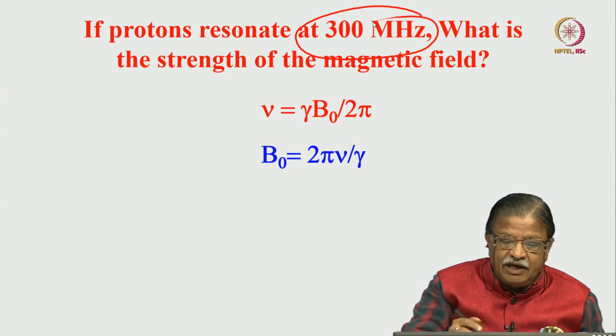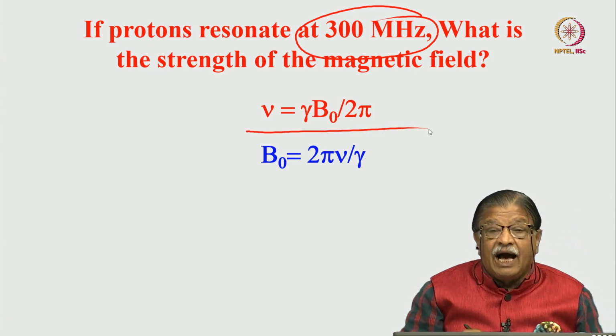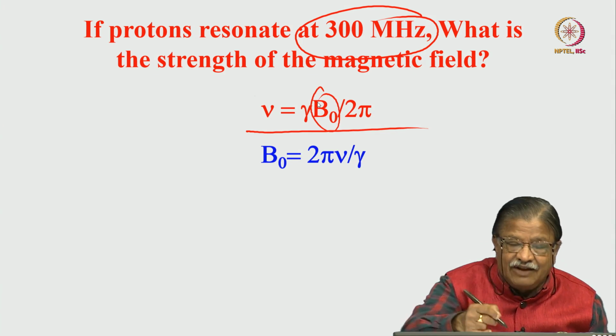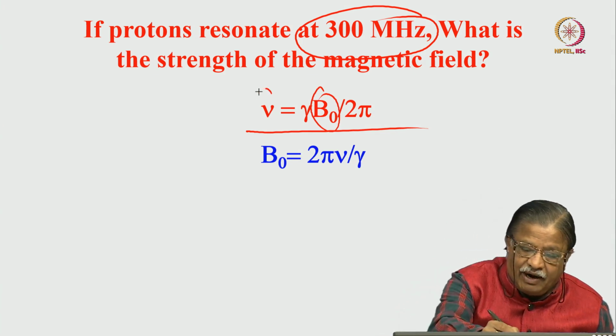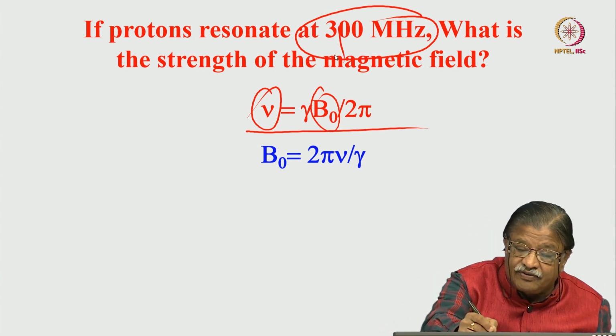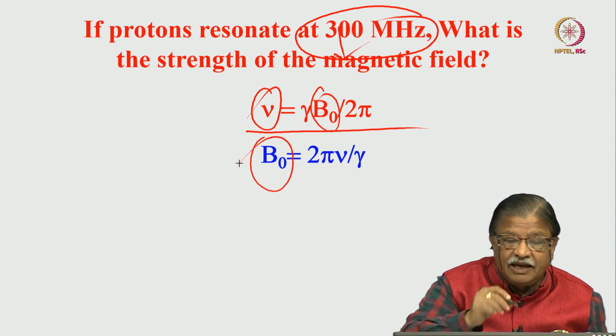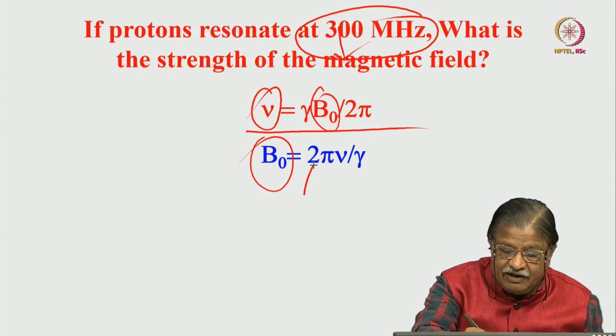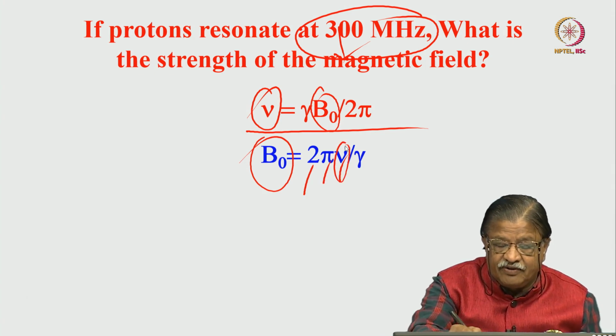What we will do is plug in this value. Earlier you plugged in the value for B naught and calculated the resonating frequency. Now I know the resonating frequency, I have to calculate B naught, so rearrange this equation. Now plug in the values for 2 pi nu, the resonating frequency 300 megahertz.